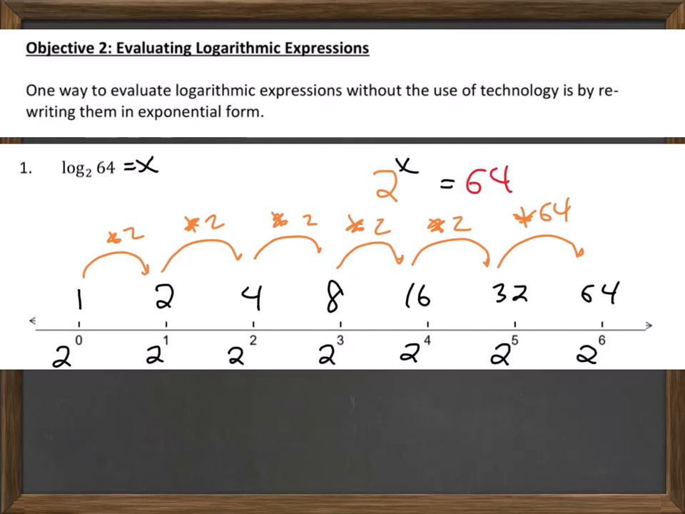So in other words, this scale is telling me that 2 to the 6th power is 64. So I can erase this x on the other side of log base 2 of 64, and I can say that the log base 2 of 64 is 6. In other words, I have to multiply 2 by itself 6 times in order to get to 64.